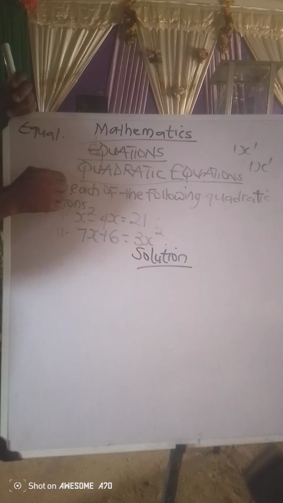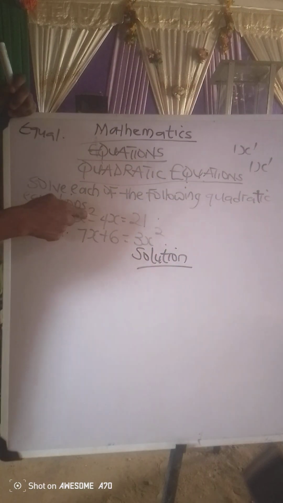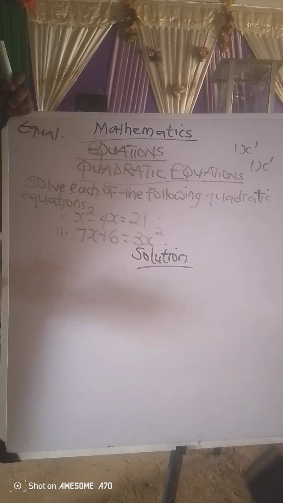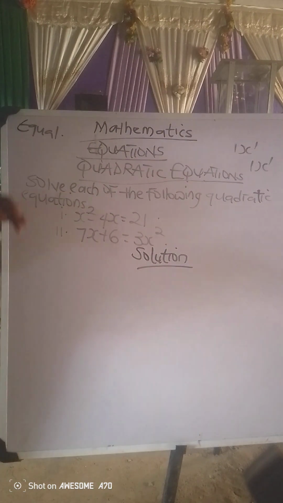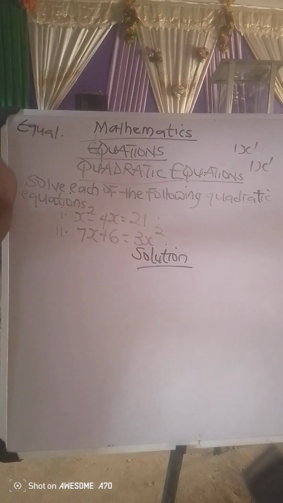So a quadratic equation now is an equation that has, you can see that the unknown here, the highest power is 2. So when you see an equation that the highest power of x is 2, we call that a quadratic equation. Now, having known that, how do you solve a quadratic equation? A quadratic equation can be solved.